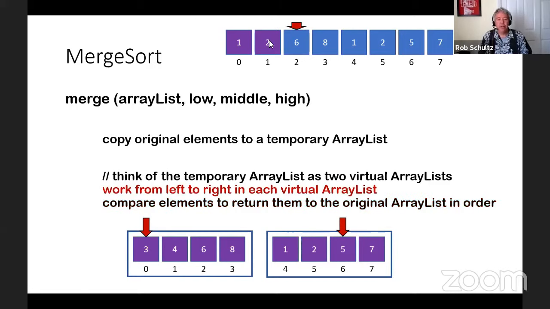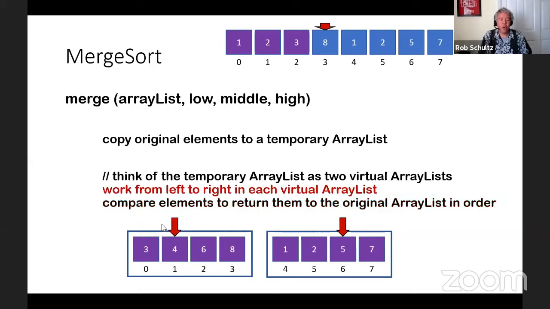We're going to work from left to right in each virtual array list. We're going to compare the elements. The next comparison is going to show that 3 is less than 5. So now we're going to pull from the left-hand side of our temporary array list, and the 3 is going to move up to the placeholder spot. And that process is just going to continue. I'm going to go ahead and fast forward here just a little bit.